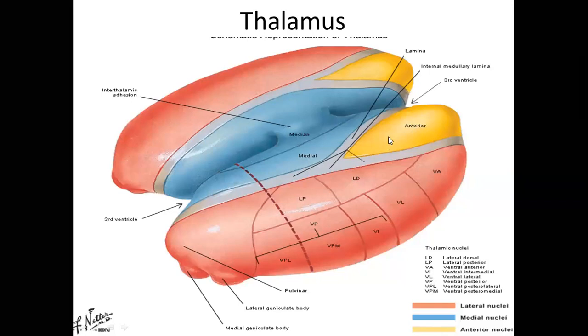So with a different color you can make out the anterior group in yellow, the medial group in blue, and the lateral group in red. The lateral group again has various nuclei: lateral dorsal, lateral posterior, lateral ventral, lateral rostral, a lot of nuclei. You need not remember all the names, but you should know it has two ends, anterior and posterior, and four surfaces: anterior, posterior, medial, lateral.